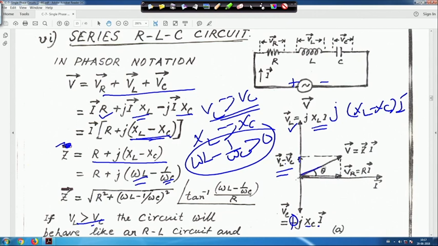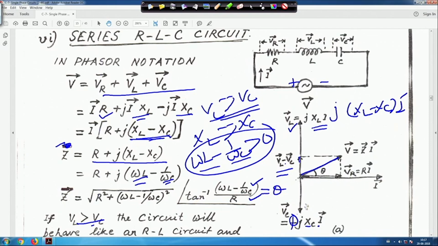So, that means the circuit behaves like an inductive type circuit, because theta is positive, because theta is equal to omega L minus 1 upon omega C, divided by R. So, omega L minus 1 upon omega C is greater than 0, it is positive. That means my theta will be positive, because this angle is actually theta. So, the phasor diagram will be like this.